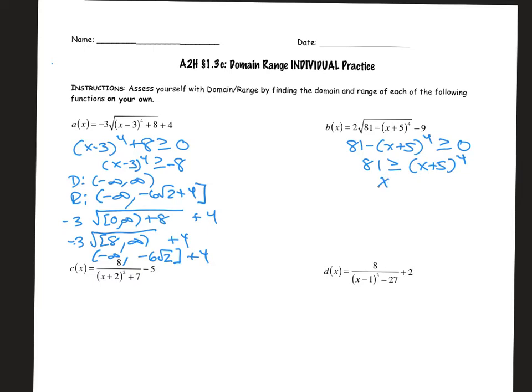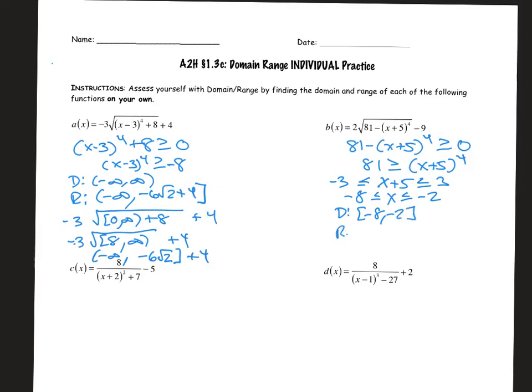So in order for 81 minus (x plus 5) to the fourth to be 0 or positive, I need x plus 5 to be between negative 3 and 3, which means I need x to be between negative 8 and negative 2. So that will be my domain. So domain is negative 8 to negative 2. And now for the range.